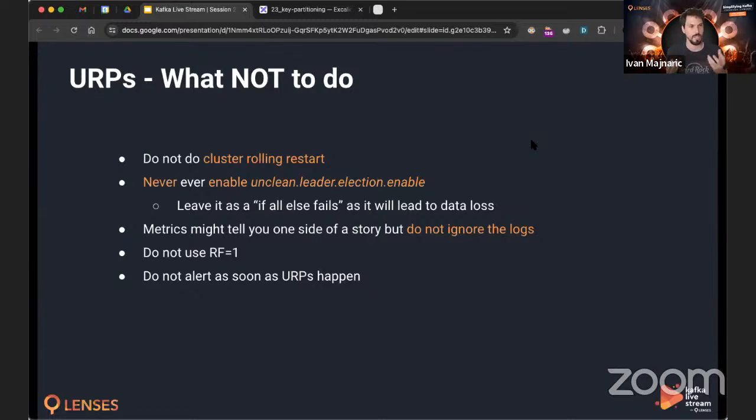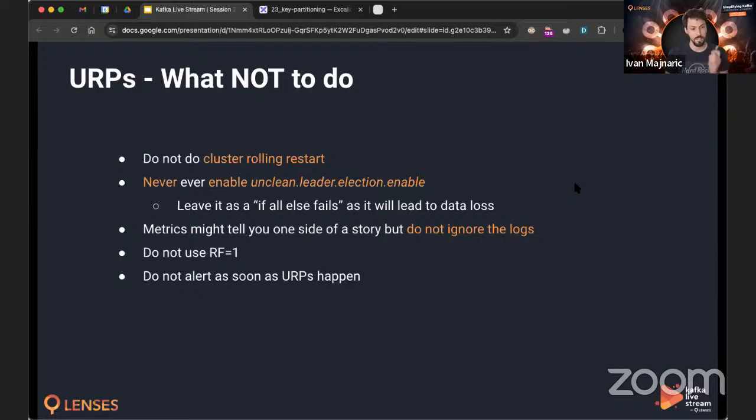That's why it is called unclean leader election. Basically, you lost your data there. You're going to be fine for an hour or two, and then there are going to be people knocking at your door. I lost my data. Where is my data? I lost half an hour of my data. So you're going to be in a big mess.